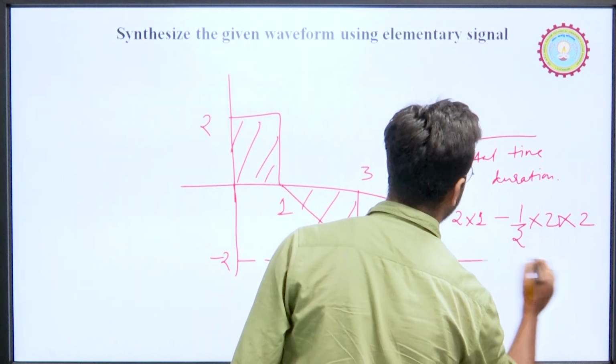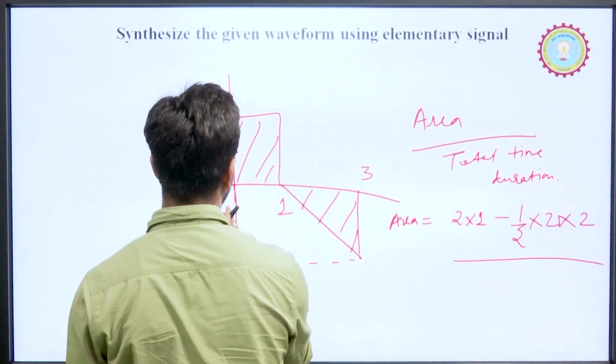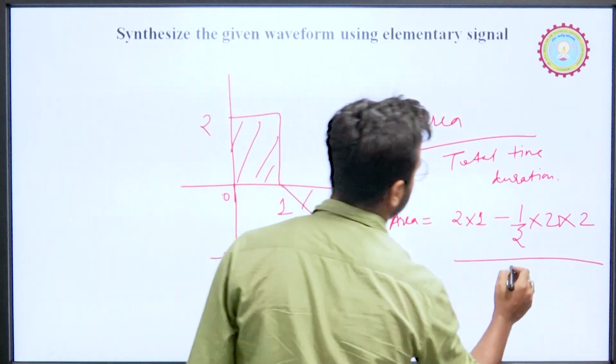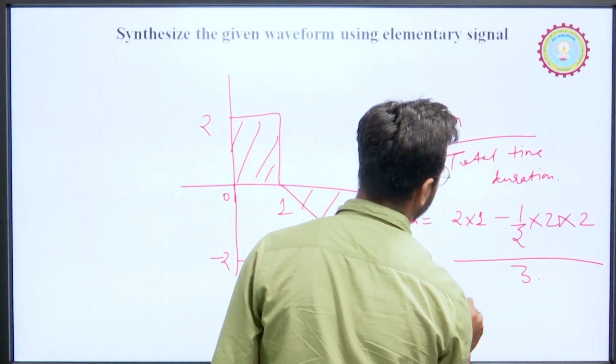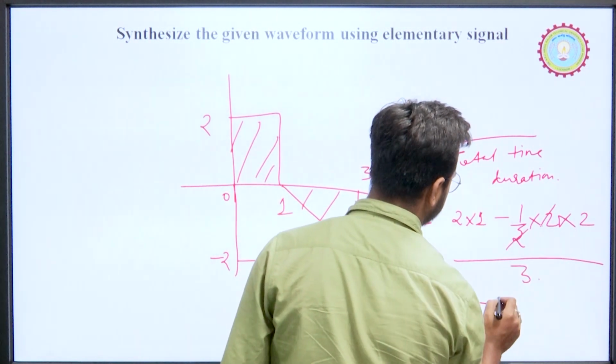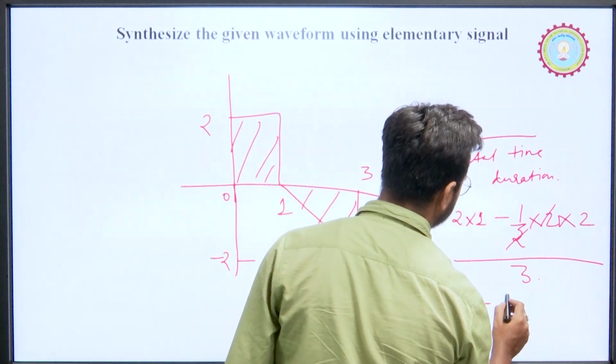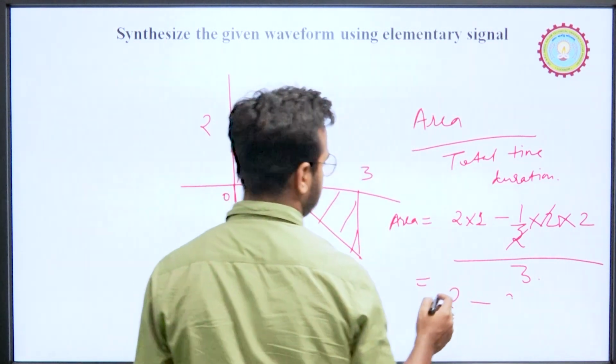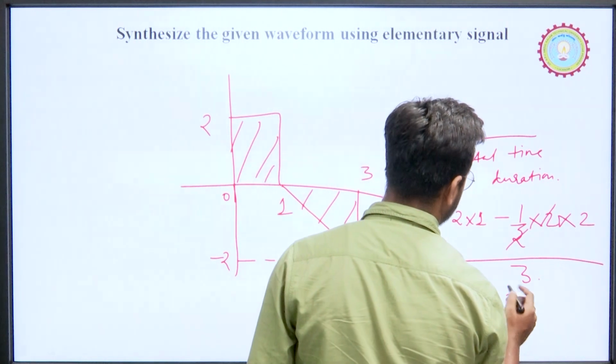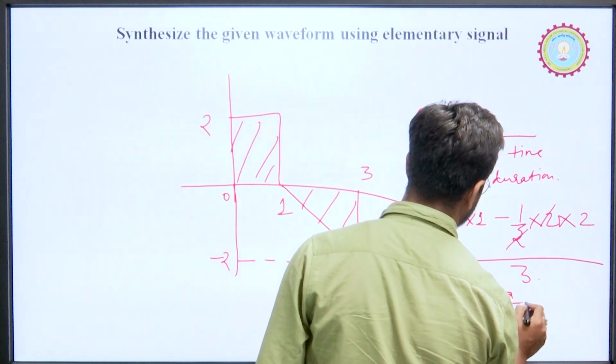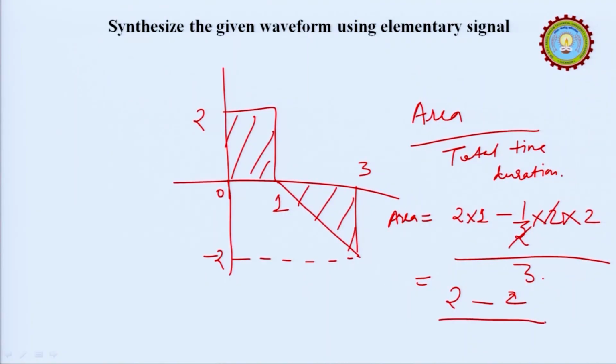And divide by the total time duration. The signal exists from 0 to 3, so the total time will be 3. So it will be 2 minus 2, by 3. Whatever is the value of the positive area, the same is the value of the negative area. So the area will be 0.